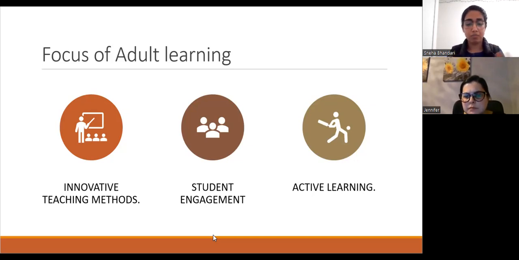If I am teaching, it should not be presenter focused. With PowerPoint presentations, sometimes it is so presenter focused that we get distracted, so we have to make sure that the learner is participating as well. The focus of adult learning is to bring in strategies which are innovative teaching strategies, student engagement, how we can engage the students in the learning process, and active learning strategies.